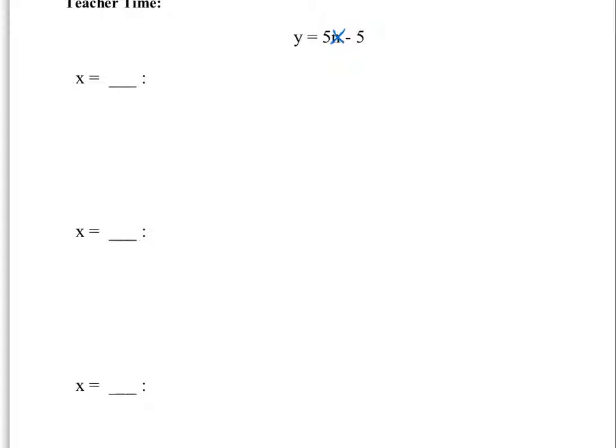The equation that we're given here is y equals 5, and I've changed it to x just so there's no confusion, minus 5.